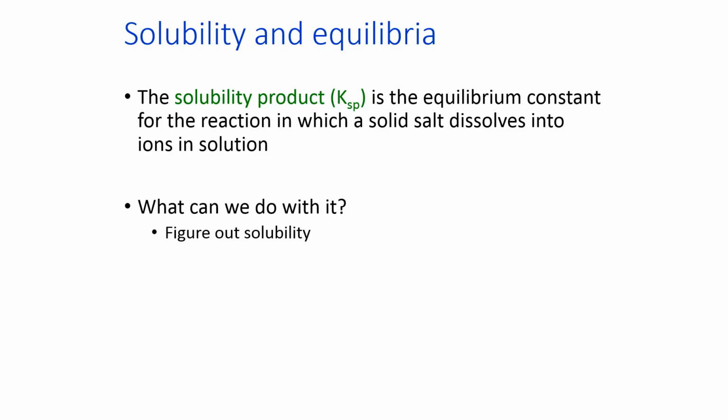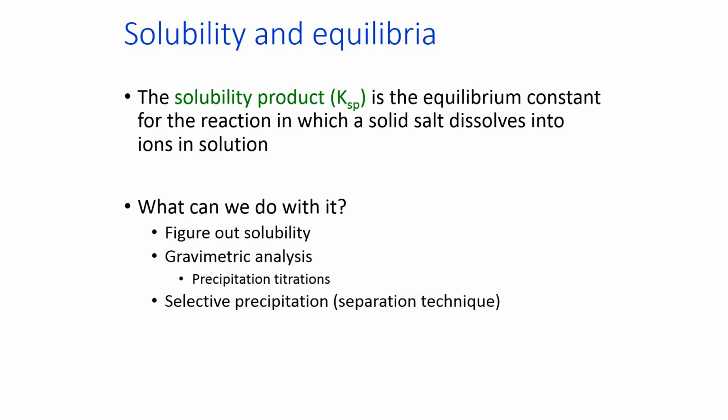What can we do with it? Well, we can figure out solubility at the very basic level. We can also predict the results of a precipitation titration or gravimetric analysis, so predict how much of a solid we're going to get, or how much is going to be left over. And then we can do selective precipitation, which is a process of removing interference by precipitation. So we add an ion that we know is going to precipitate with our interferent, but not with our analyte, and we can remove the interferent that way.